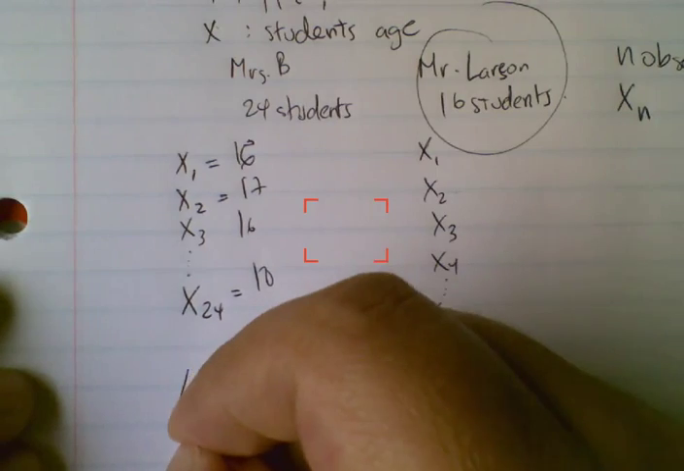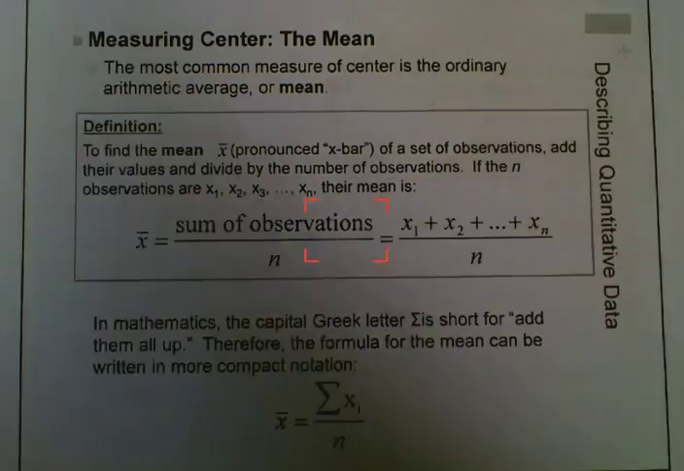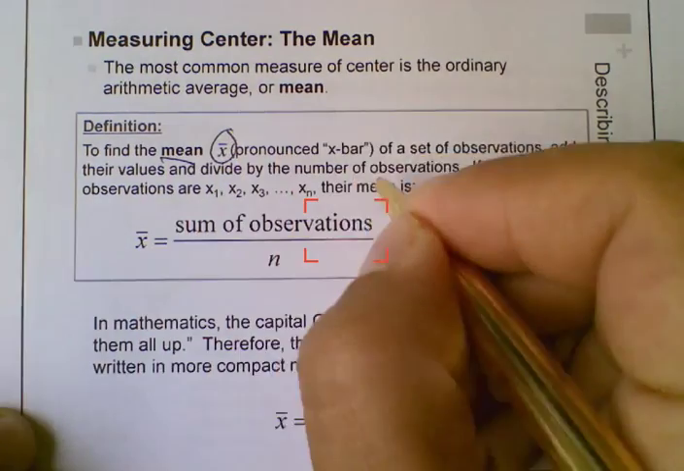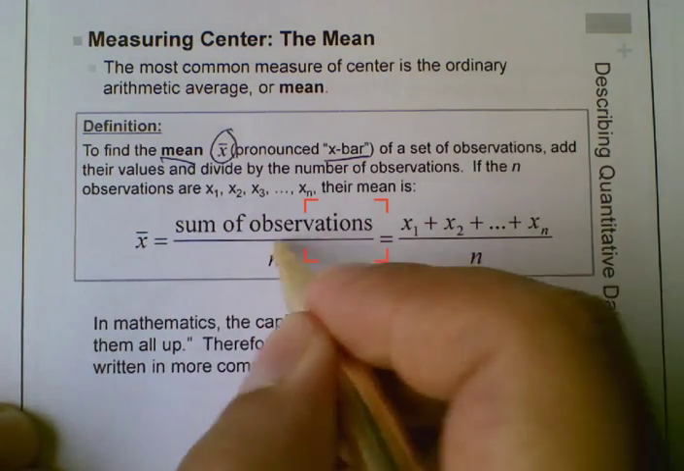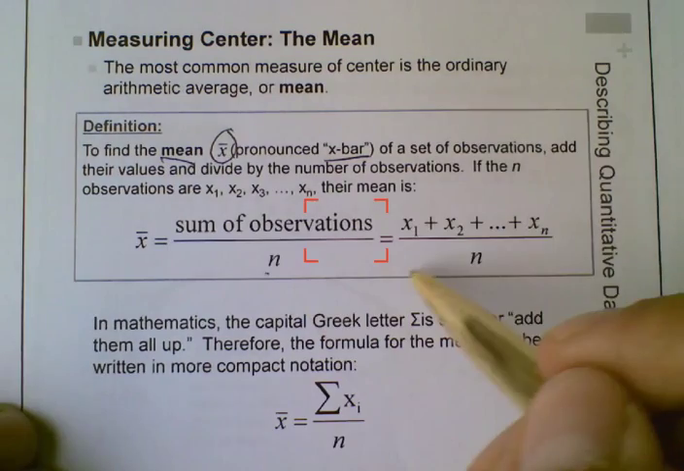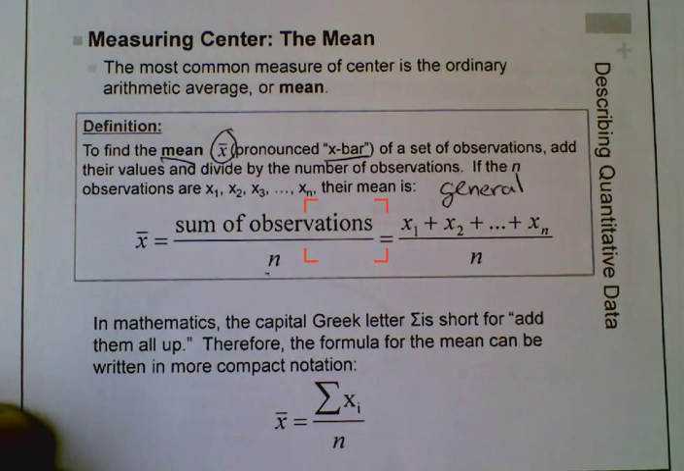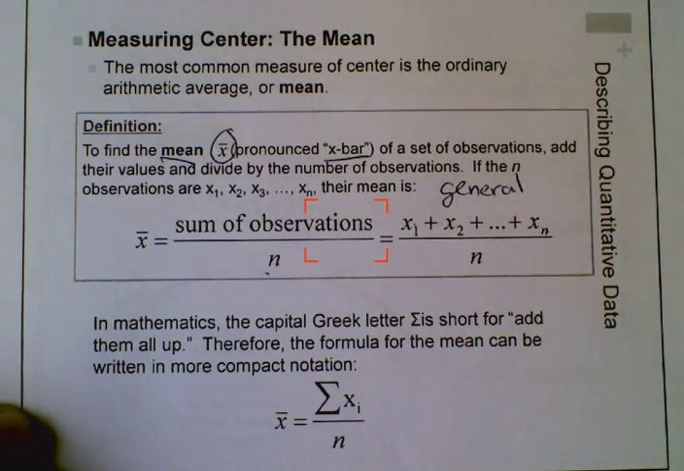Now the mean is going to be represented by the symbol X bar, and that's how it's read, and that's what you can see here. This is the mean, and this is the symbol, and this is the way we pronounce it. And this is how we find it. We add all the observations and we divide by the number of observations. Since this is a general formula, you're not going to be adding 24 or 16, you're going to be adding n number of observations. So that's why it says up to X sub n.